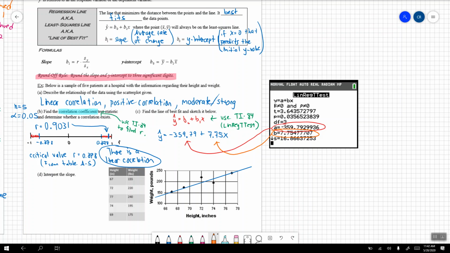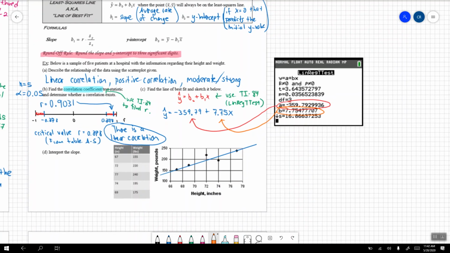All right, so now let's go ahead and look at the slope. Now, we want to interpret the slope. In order to interpret the slope, what I'm going to have you do really quickly is recall what we look at the slope to be back from algebra class.